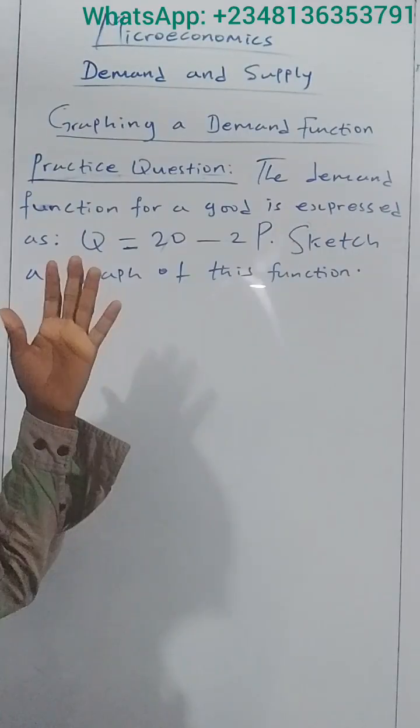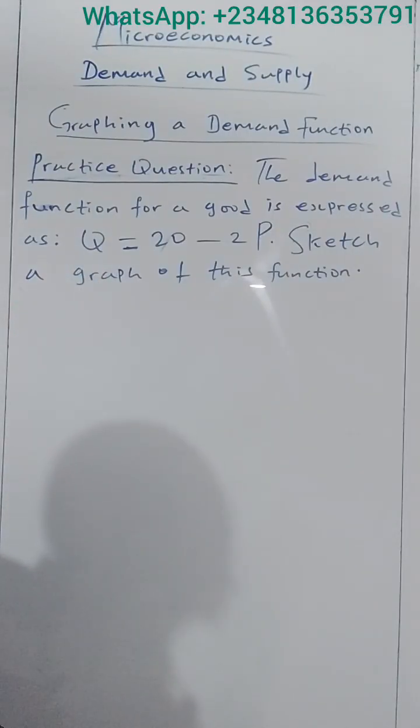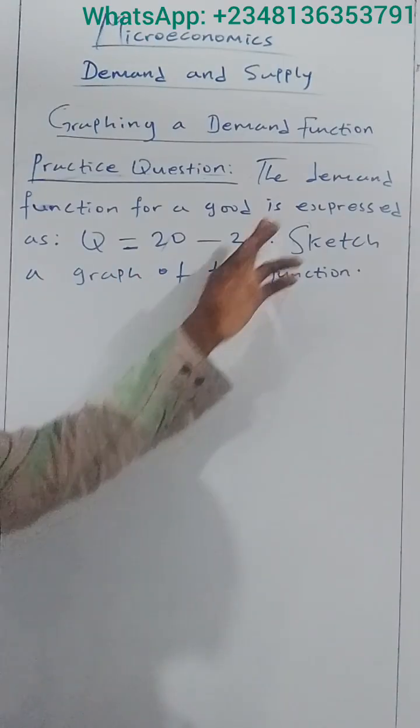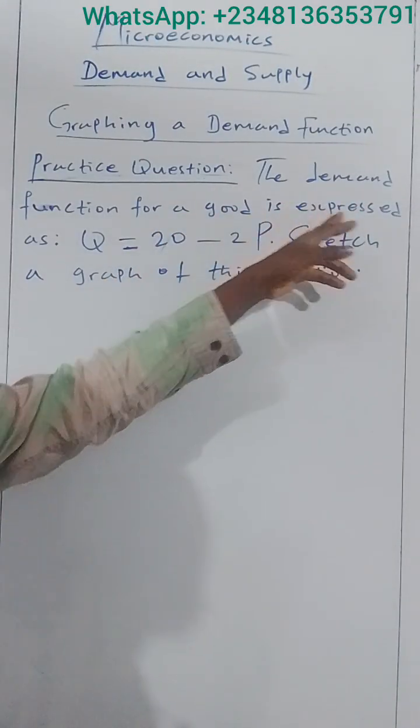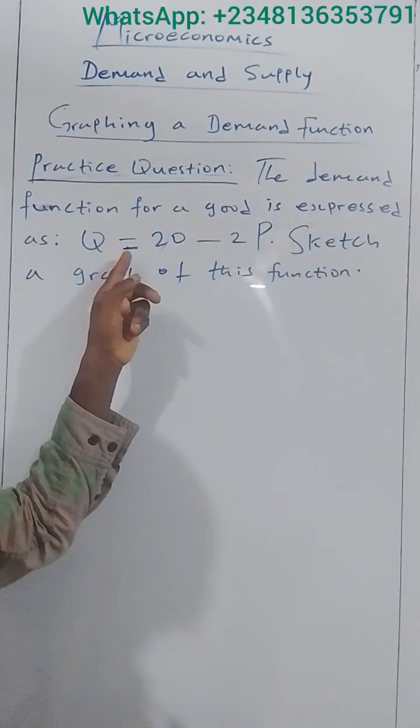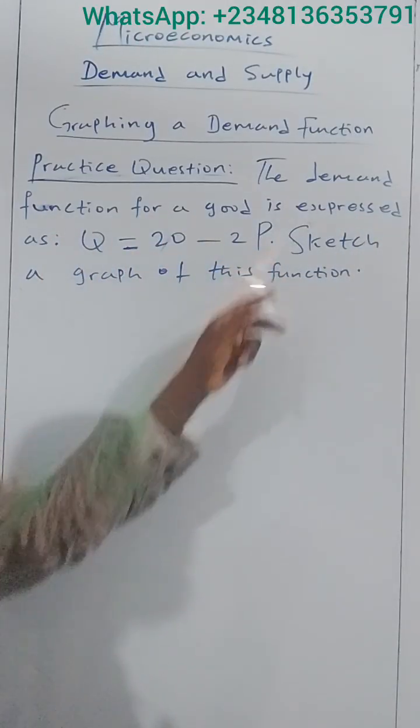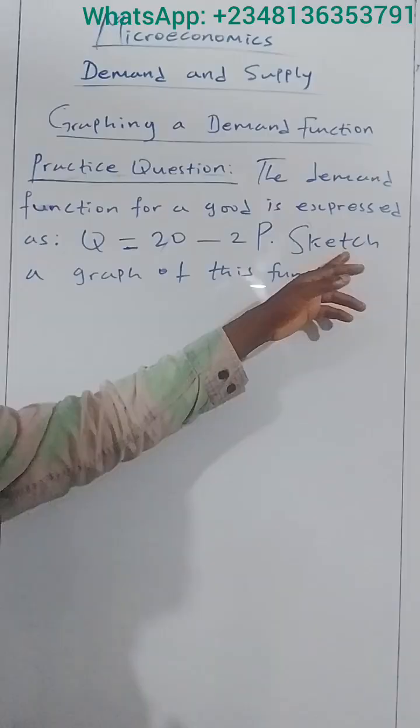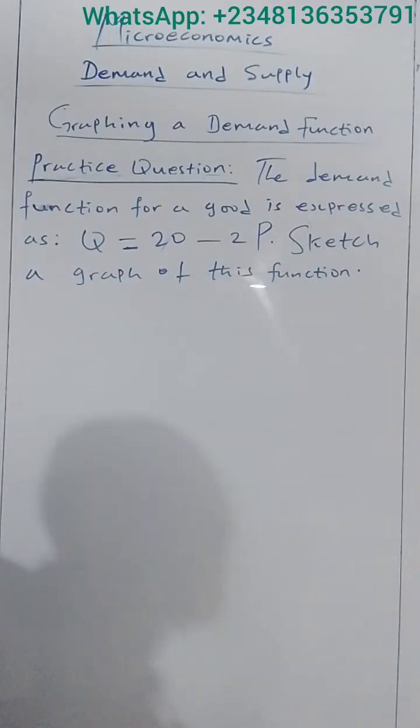In this class, I'll be showing you how to graph a demand function, but this time around, I'll be solving this practice question that involves a numerical example. So the question goes thus: the demand function for a good is expressed as Q equals 20 minus 2P. Then we are asked to sketch a graph of this function. So how do we sketch a graph of this function?